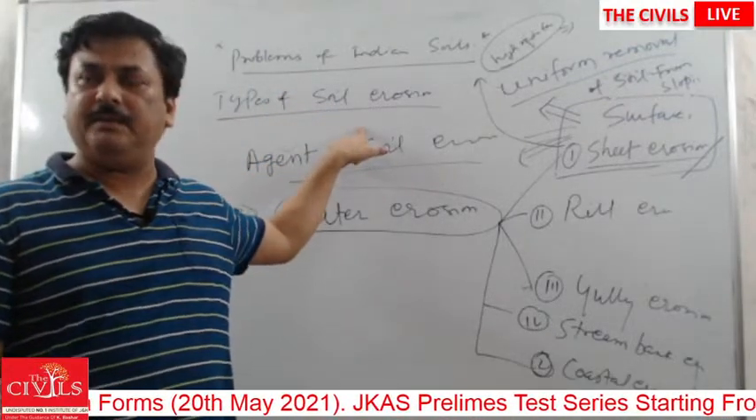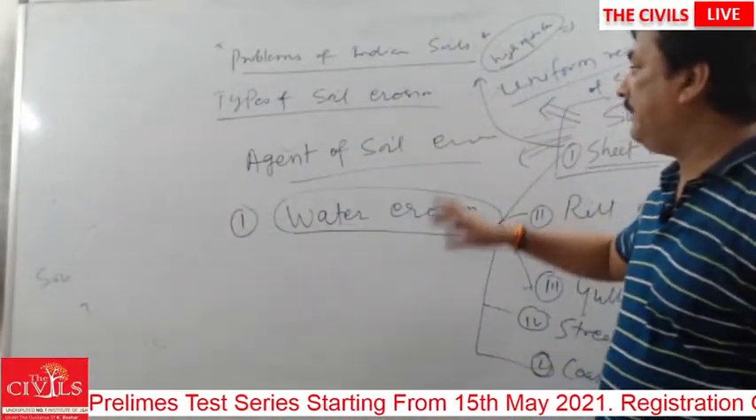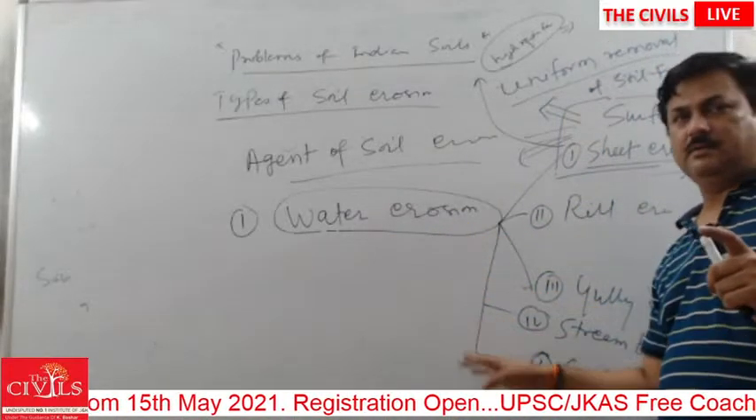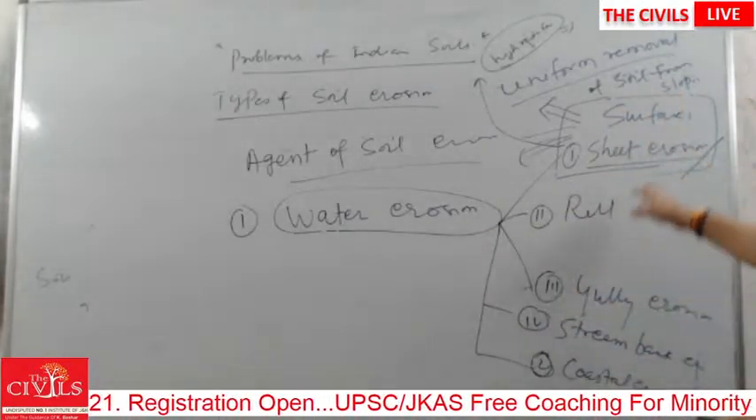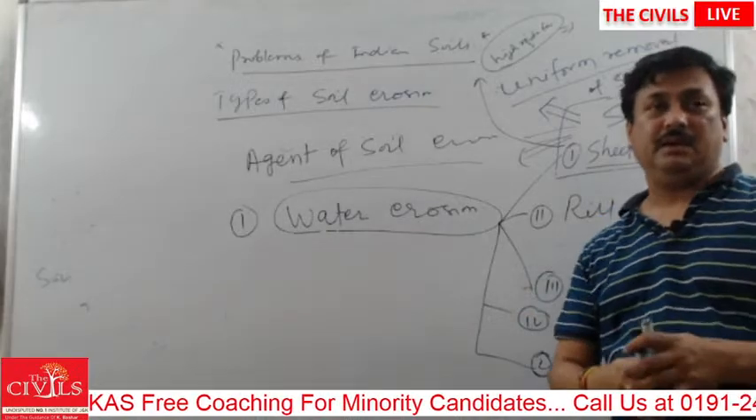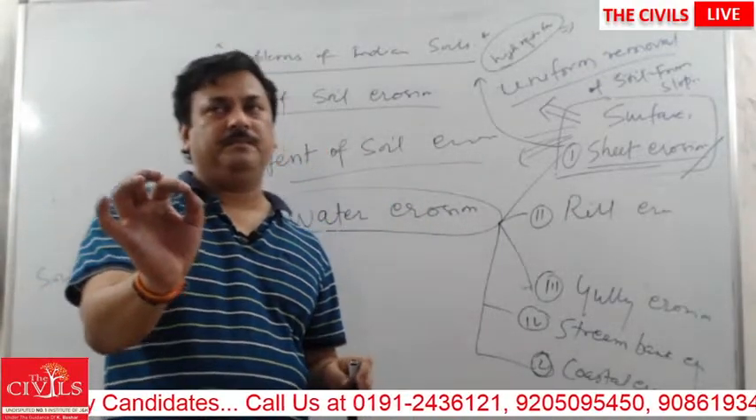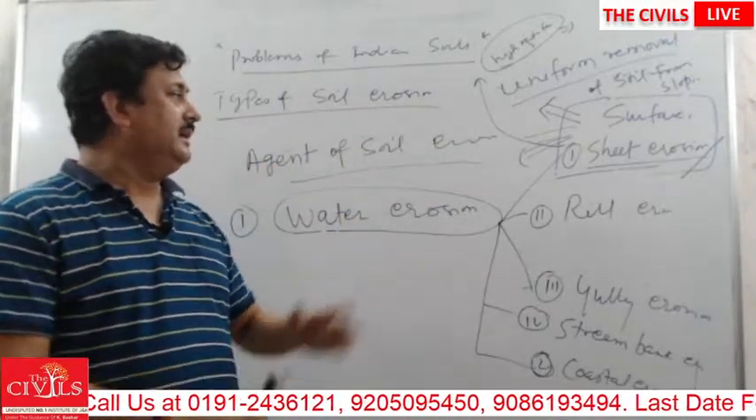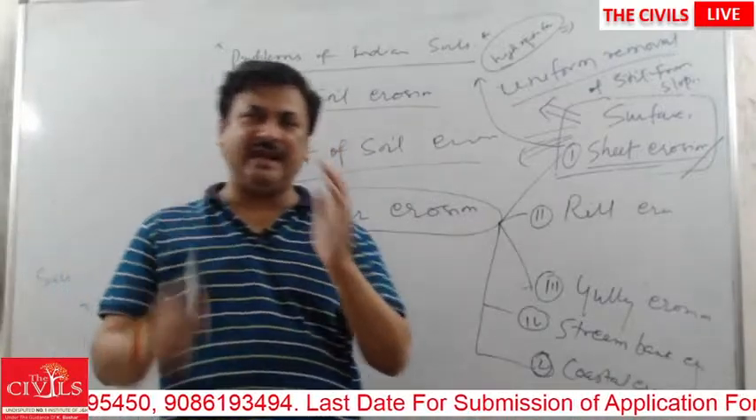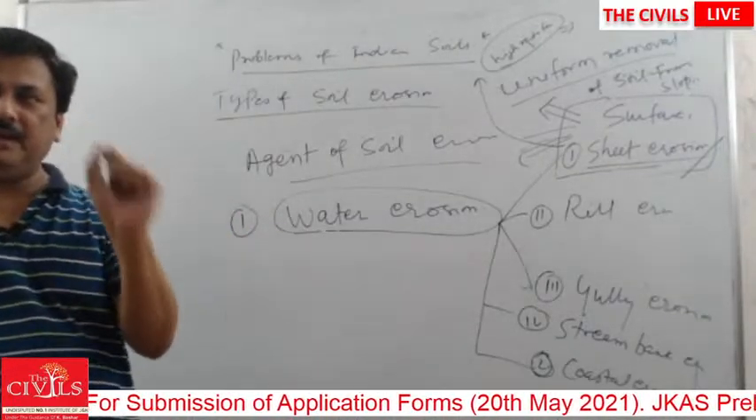On the basis of agents, because we all know water and wind are the main agents of soil erosion, the first is water erosion. Water is the main agent, moving water, and water erosion is also classified into the following types. First is sheet erosion. This type of erosion is basically found in areas of gentle slope, and in this erosion uniform removal of soil takes place. Since it is difficult to notice in a short period of time, it is also known as the slow death of farmers.